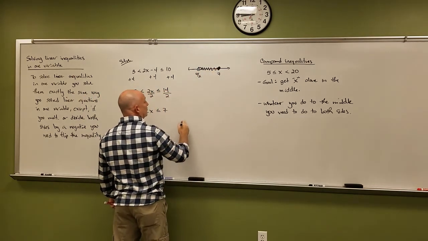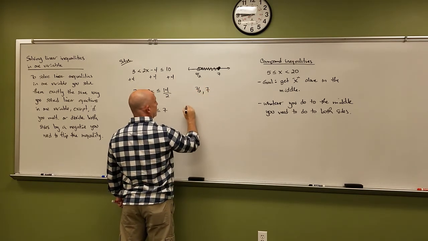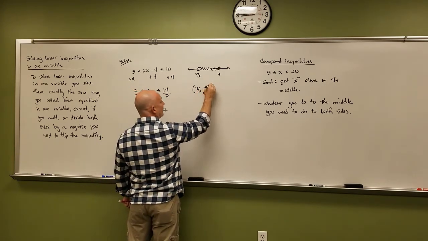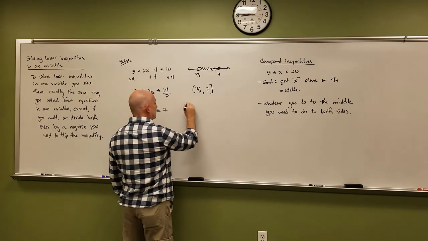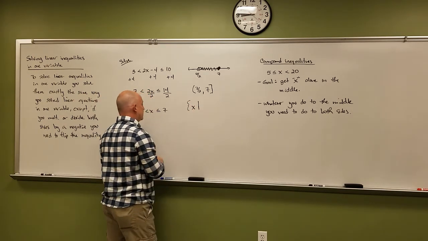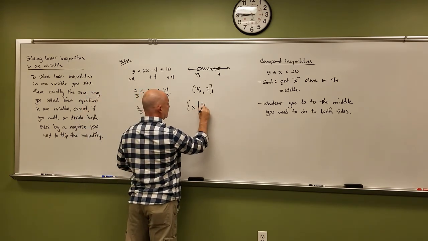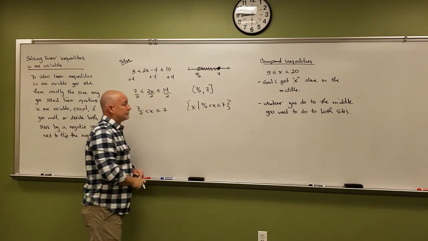Interval notation, what values are our answer? Well, the values go from 7/2 over to 7. We're not including the 7/2, so it gets a parenthesis. We are including the 7, so it gets a square bracket. Set builder notation, it's the set of all x values such that, and just write down your algebraic condition. So this is 7/2 is less than x less than or equal to 7.